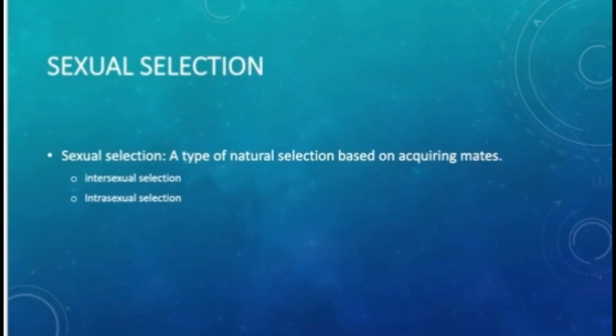Right. Next, we have sexual selection. Sexual selection is a type of natural selection based on acquiring mates. There are two types: intersexual selection and intrasexual selection. Intersexual selection is when one gender chooses mates from the opposite gender, usually with females as the choosing sex. And then intrasexual selection is competition among individuals of the same gender for mates, often with males as the competing sex.